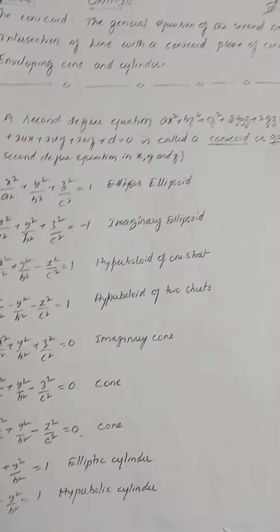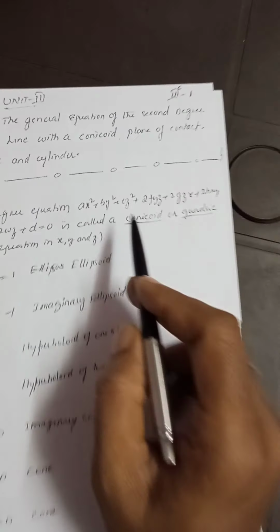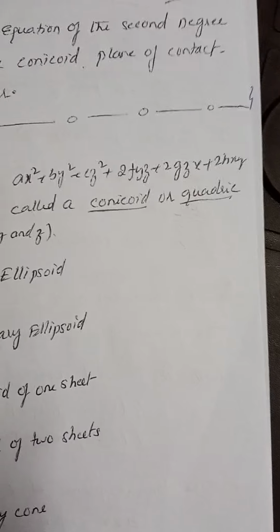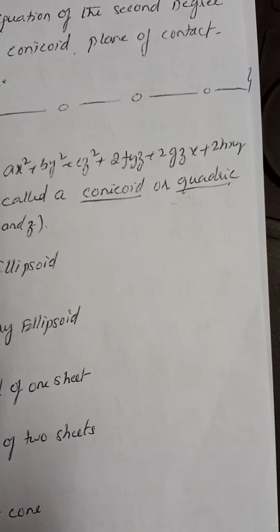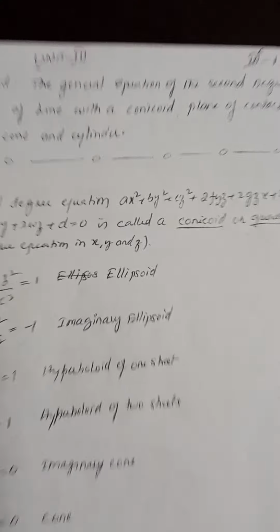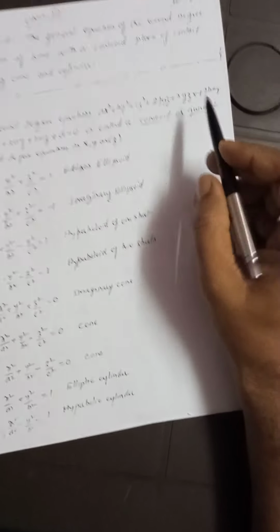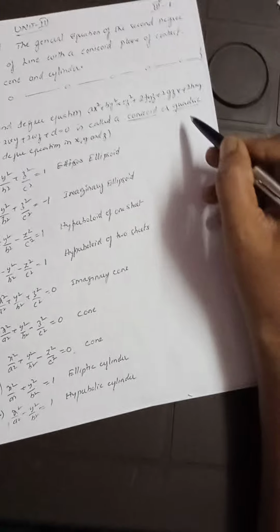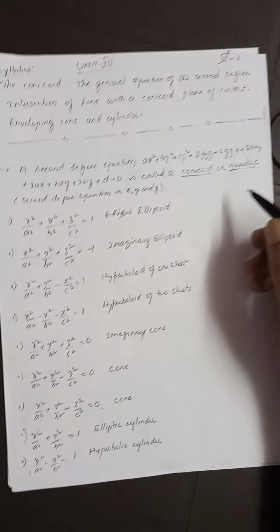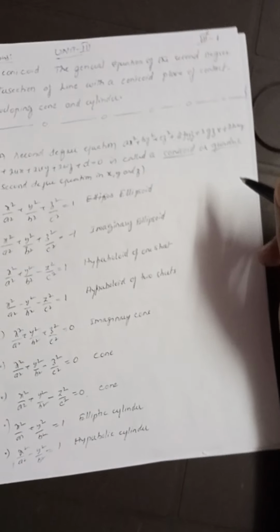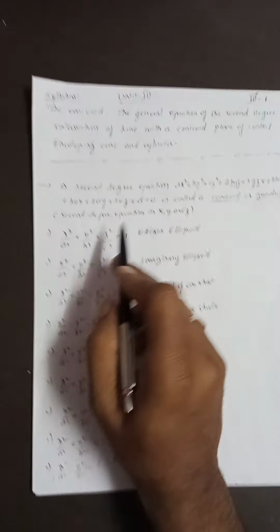Right now, these are some examples of surfaces. One is a second degree equation: ax² + by² + cz² + 2fyz + 2gzx + 2hxy + 2ux + 2vy + 2wz + d = 0. Any second degree equation in x, y and z represents a conicoid, or you can say quadric. This is the general equation of a conicoid.